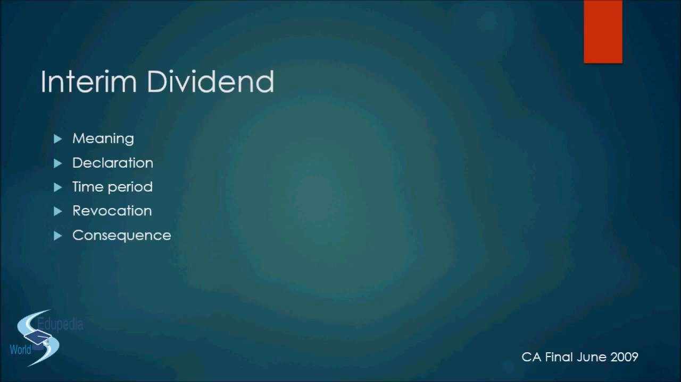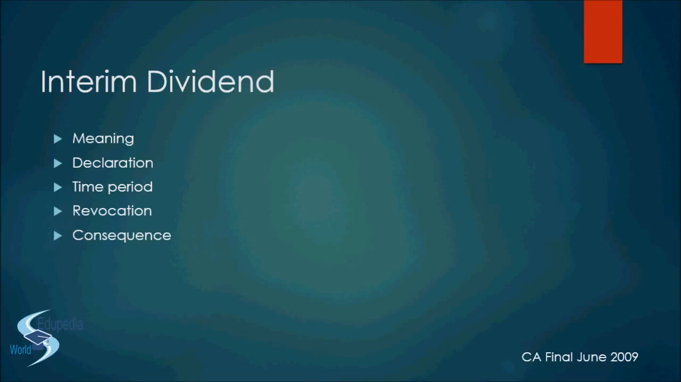If you notice, it is declared in the middle of the year, and by that time the company has not been able to determine the profit because the balance sheet has not been frozen, the P&L has not been frozen. It is still a continuance. The business of the company is ongoing, right? So interim dividend is declared before determination of profit, whereas final dividend is declared after determination of profit.